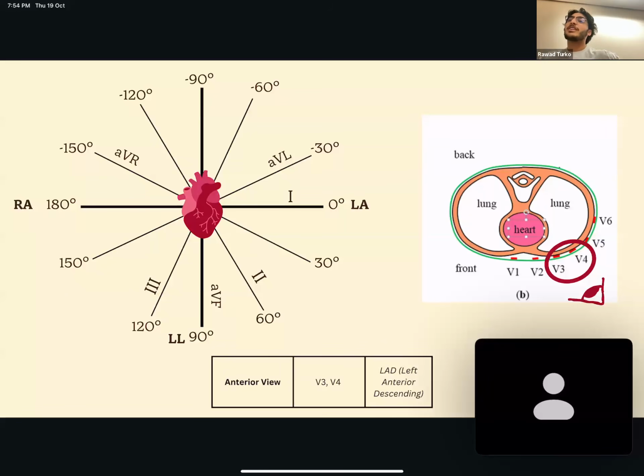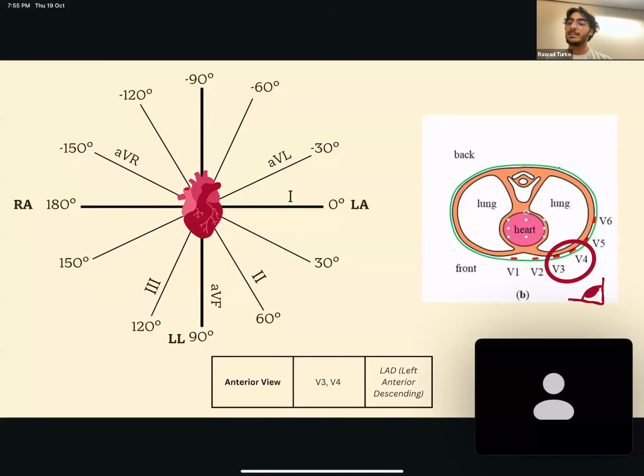Specifically, it's because we're looking at the frontal plane. We're not looking through the cross-sectional plane. The cross-sectional plane is where you're able to tell, okay, this is anterior, this is posterior. But in the frontal plane, there is no anterior or posterior. You're splitting it down the middle, right? So that's why our anterior views are the precordial leads, specifically V3 and V4. Now, this is where we put LAD. This is the artery supplying that specific view: LAD, left anterior descending artery.